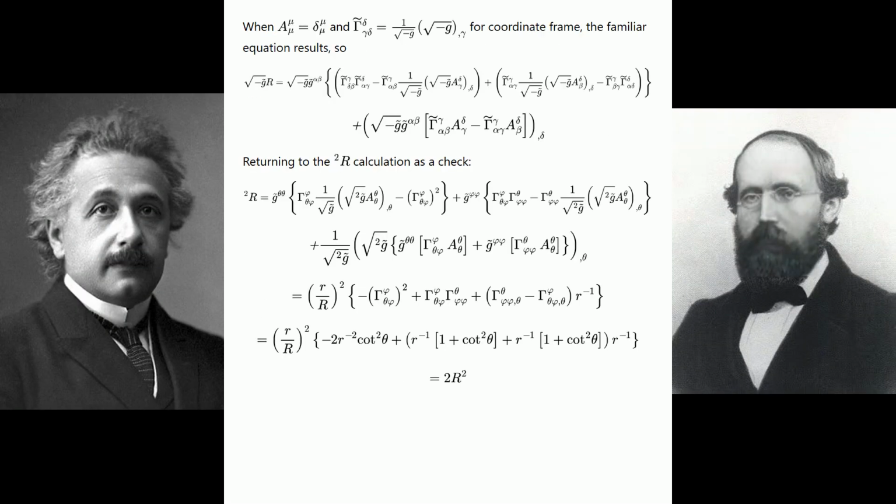When a sub mu to the mu equals delta sub mu to the mu and normal gamma sub gamma delta to the delta equals the fraction with numerator 1 and denominator the square root of negative g times the square root of negative g sub comma gamma, for the coordinate frame the familiar equation results, so see the equations. Returning to the 2r calculation as a check, see the group of equations shown.